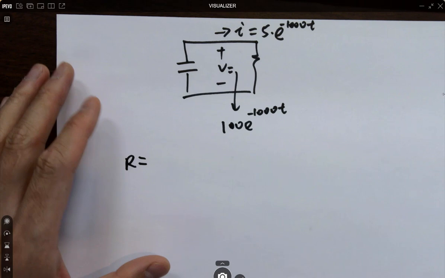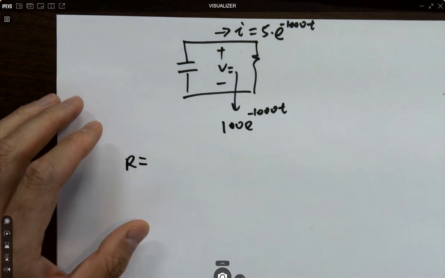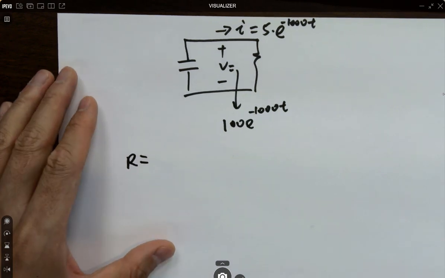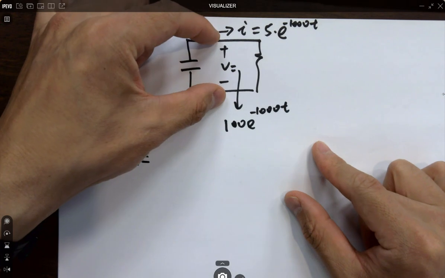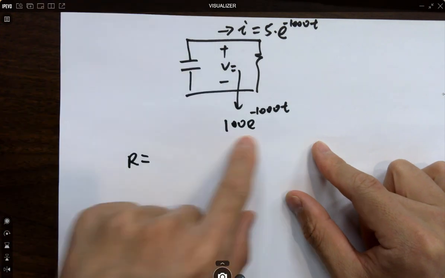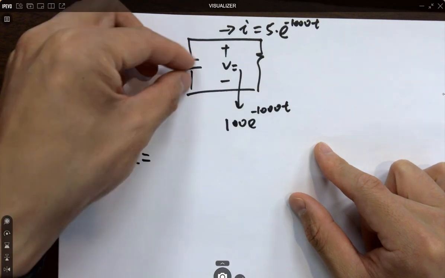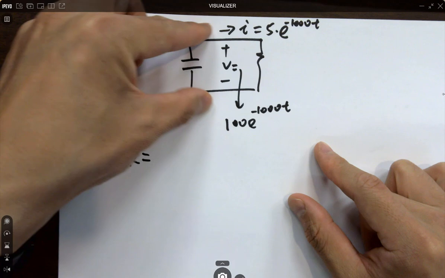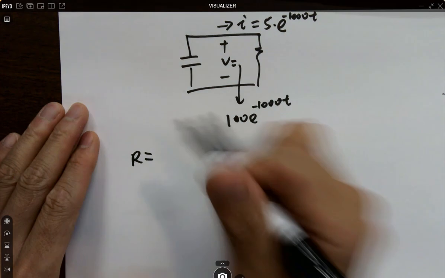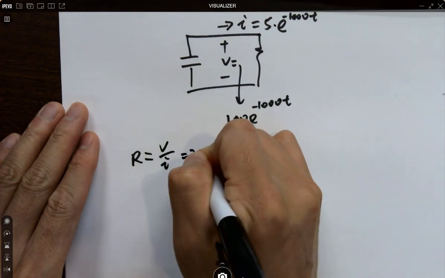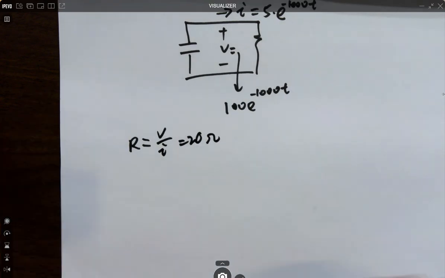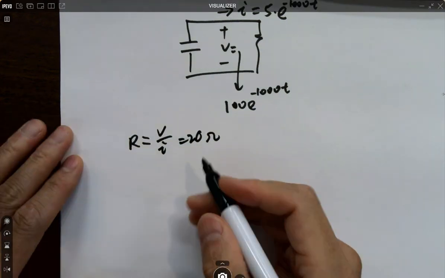Although this is a nonlinear circuit, it still follows Ohm's law, right? So the V over here is this, and the current. So this is discharging. It's going to be V over I. Okay, really simple question. And the second one, what is C?